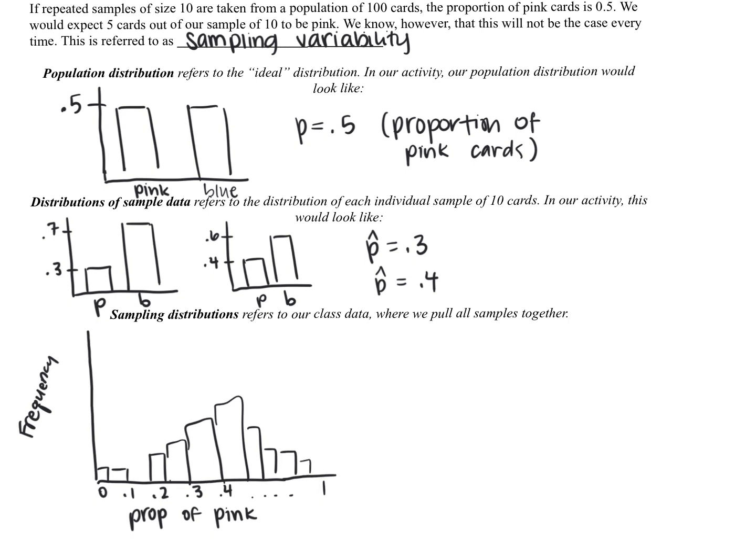So the nice thing about sampling distributions is that, no matter what, the shape will be approximately normal.